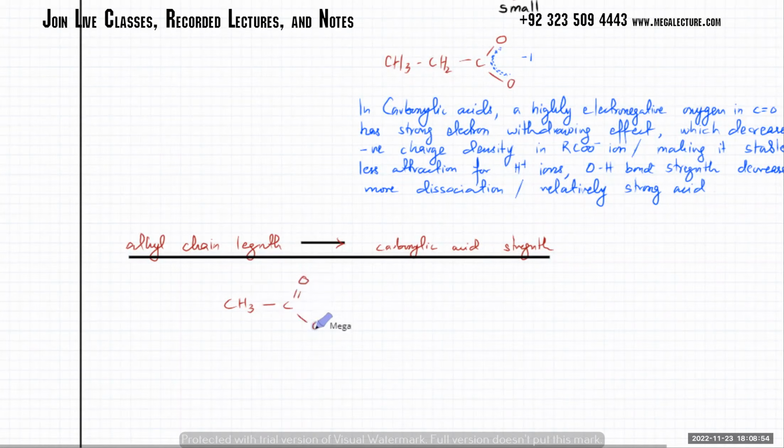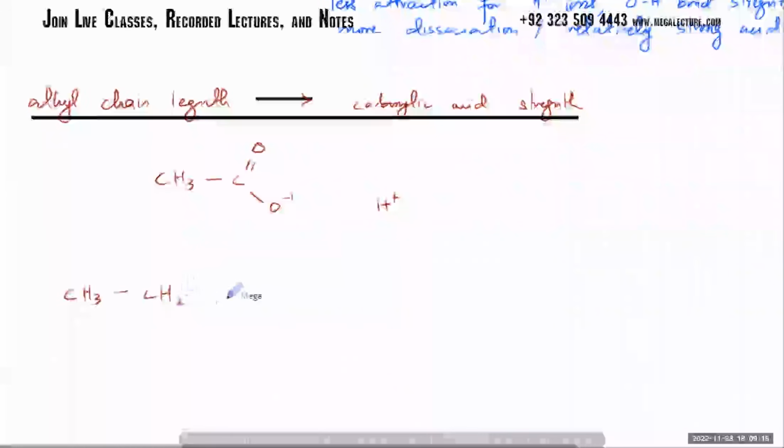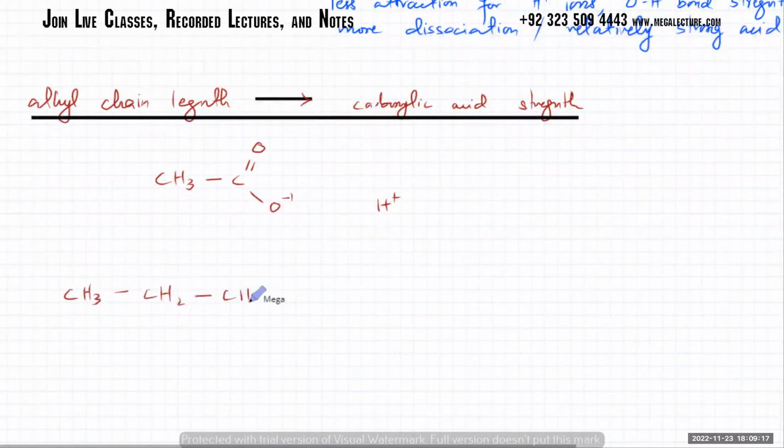It's going to lose the H+ ion. And similarly, I've got a carboxylic acid that's got a much bigger alkyl chain. एक second. अच्छा, so I've got another carboxylic acid. उसकी जो length है ना, that's bigger in size. So that is also going to ionize.